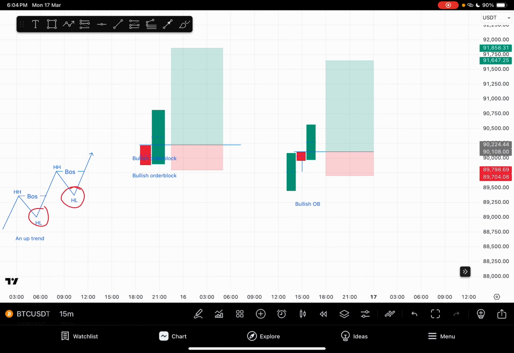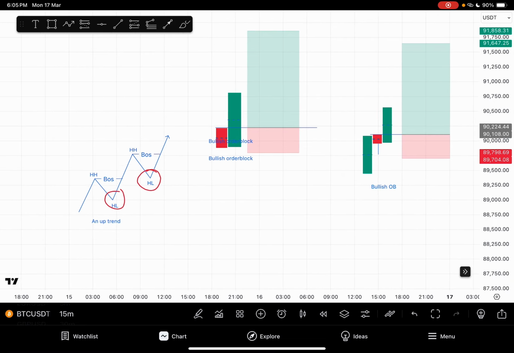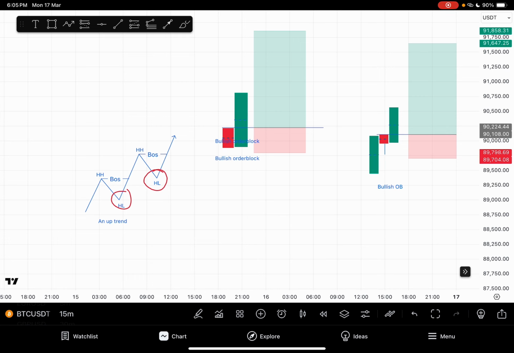So this is the other type of a bullish order block. And this type of order block, you can always see it each time price is creating higher high and higher low and creating multiple break of structure. So you can always use these types of order block to take your entry.